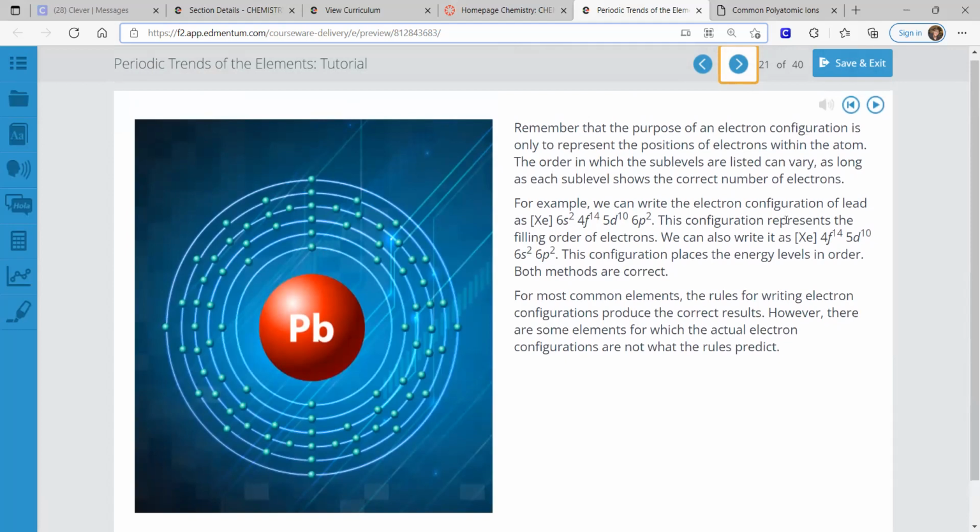These electron configurations are only used to represent the positions of electrons within the atom. The order in which the sublevels are listed can vary. So you may see things like 6s2, 4f14, 5d10, 6p2. But you can also write it 4f14, 5d10, 6s2, 6p2. Whatever is more sensible to you, I'd stick with one and just go with that, because it can confuse people to jump back and forth.